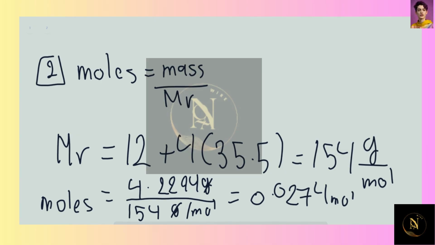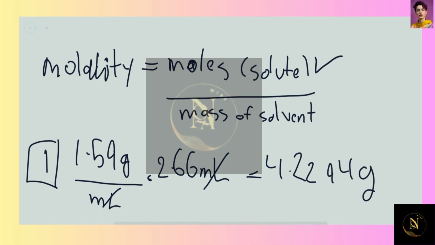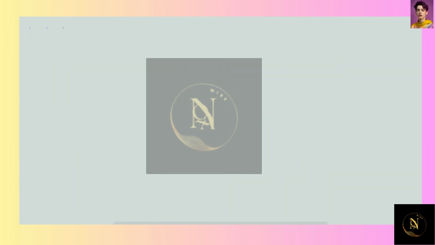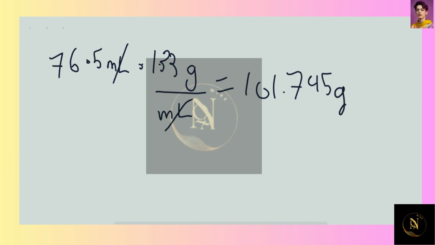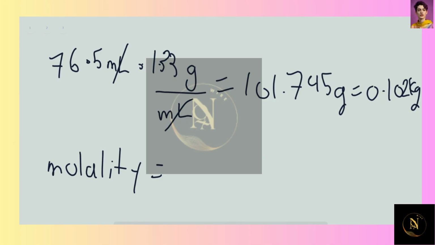All right, and now for the next step, I need to find the mass of my solvent. So I know that for my solvent, I have 76.5 milliliters, and the concentration in mass per volume is given as 1.33 grams per milliliter. So that's simply 101.745 grams, which in kilograms is 0.102 kilograms.